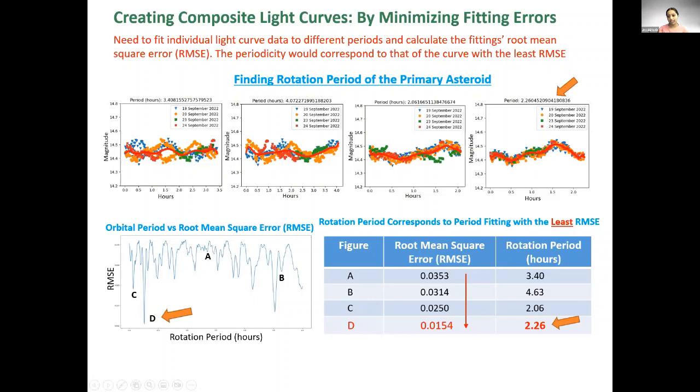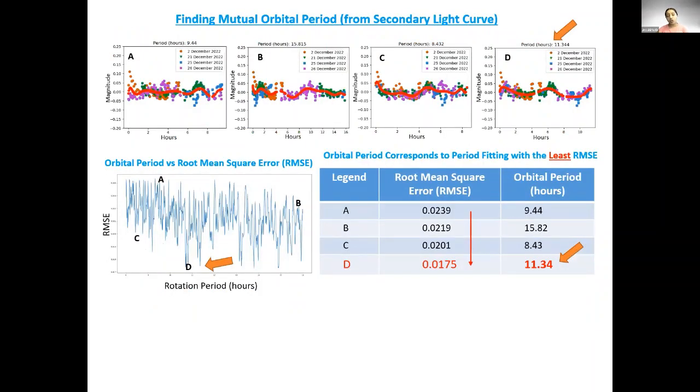fact the rotational period. And since this asteroid system had a moonlet revolving around it, I wanted to calculate the orbital period of that moonlet, Dimorphos. So I simply subtracted the rotation period from the orbital dataset, and then repeated the process of finding composite curves so that I would be able to find the orbital period of the asteroid.